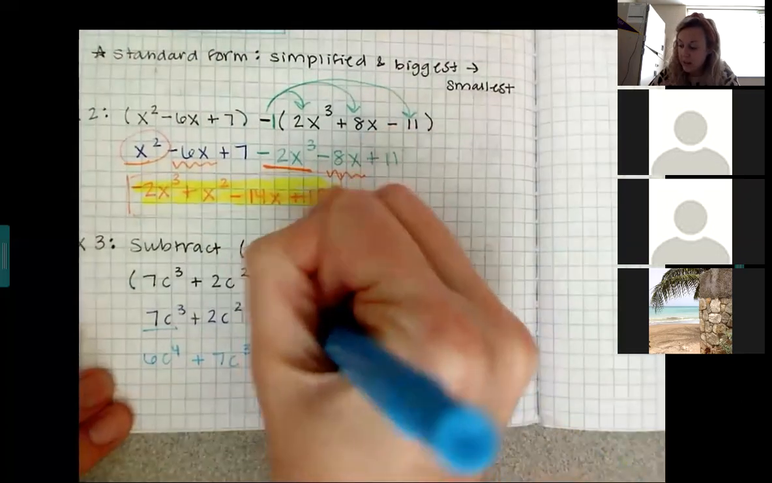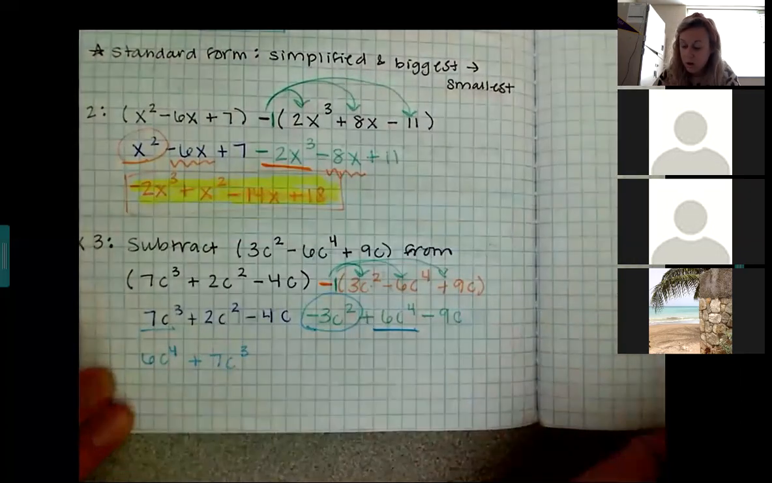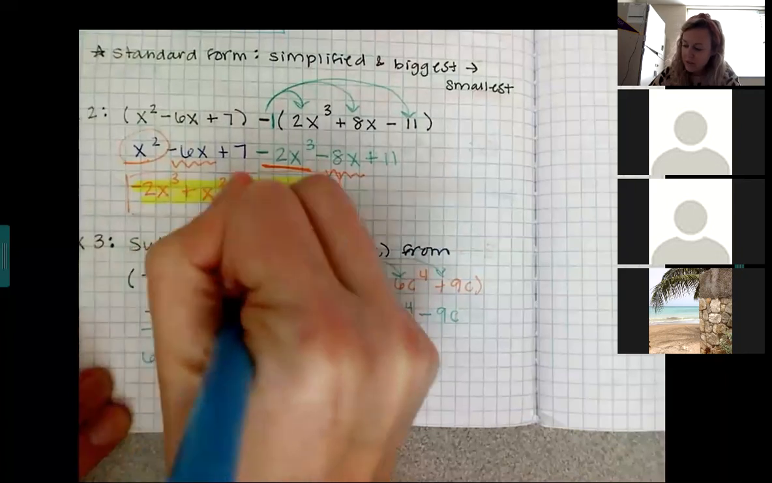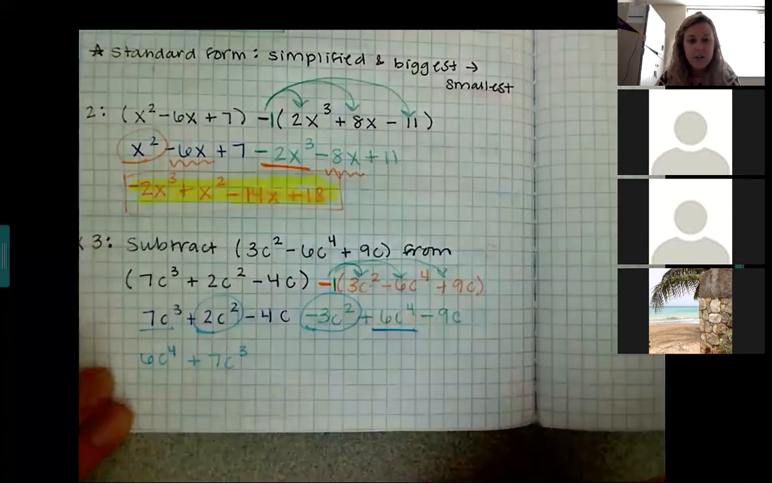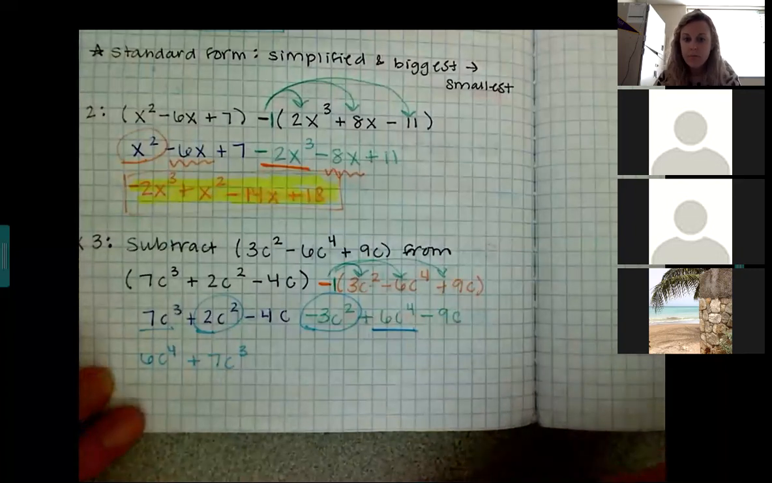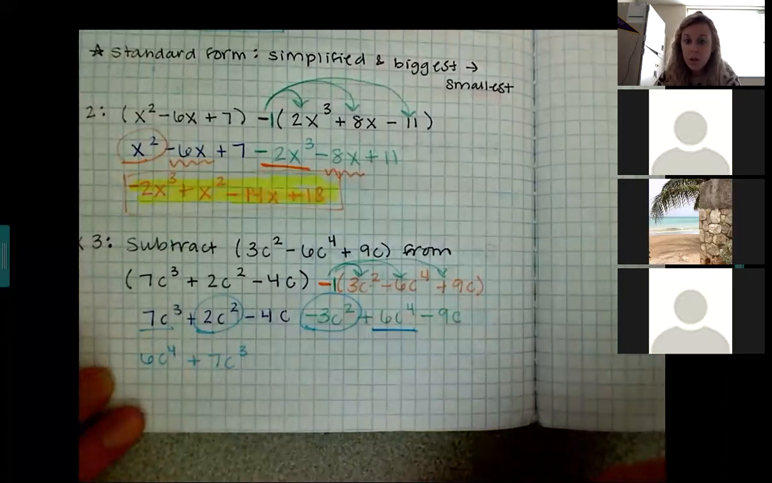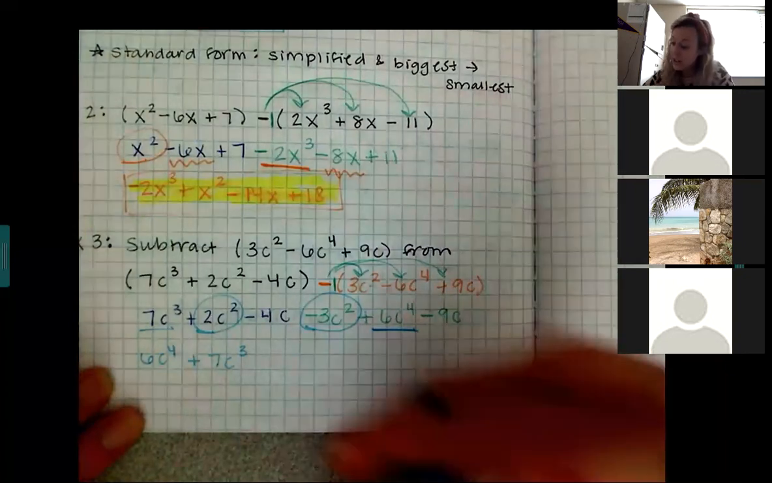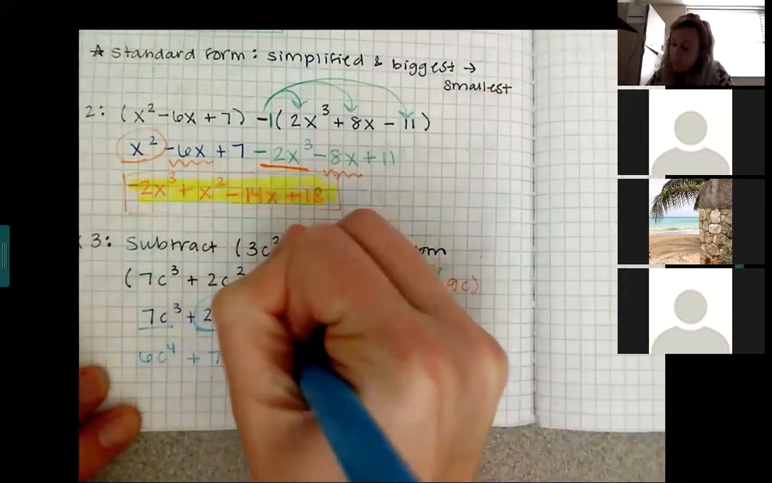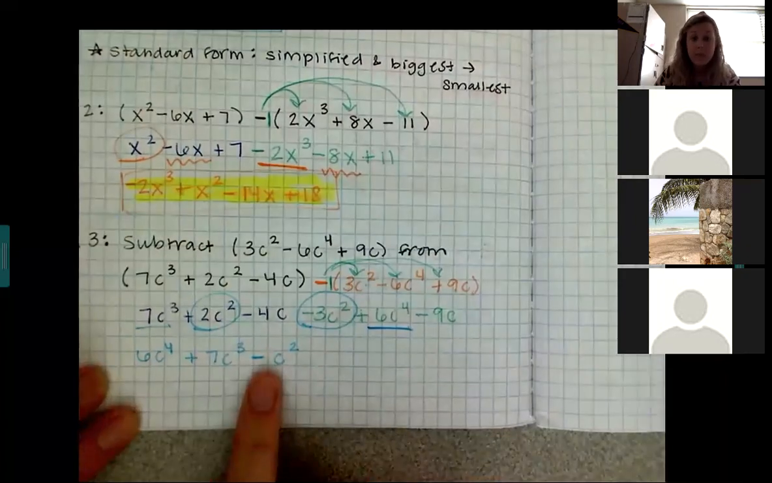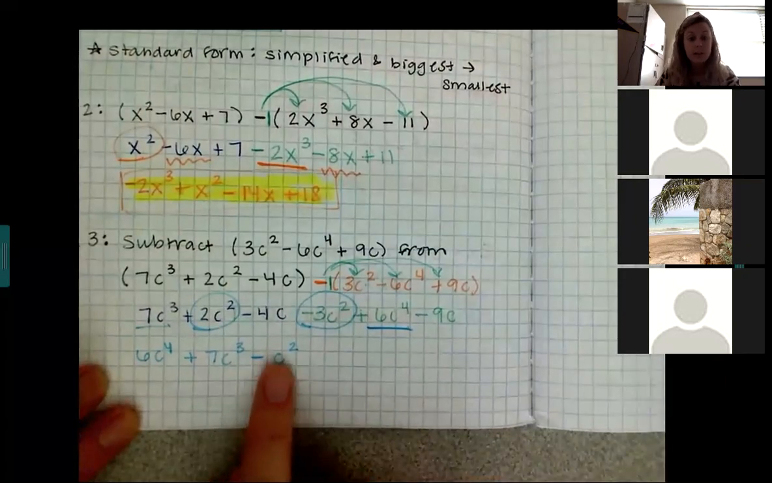I see something that can go with it though. 2c to the second power. Good job, Nazaria. All right. If I add those, negative 3c squared plus 2c squared, what do we get, y'all? C squared. What kind of c squared? Negative. Good. So minus c squared. You can put the 1 in front of that if you want. It's the same thing. So you could say negative 1c squared.